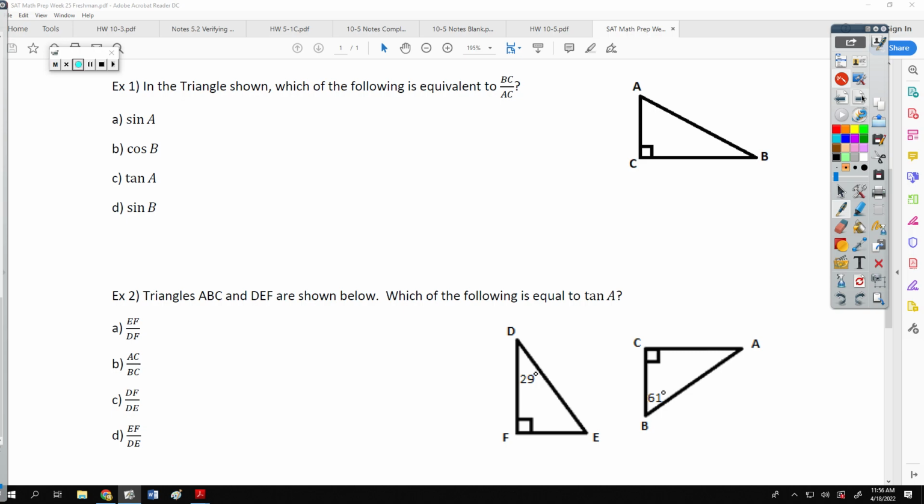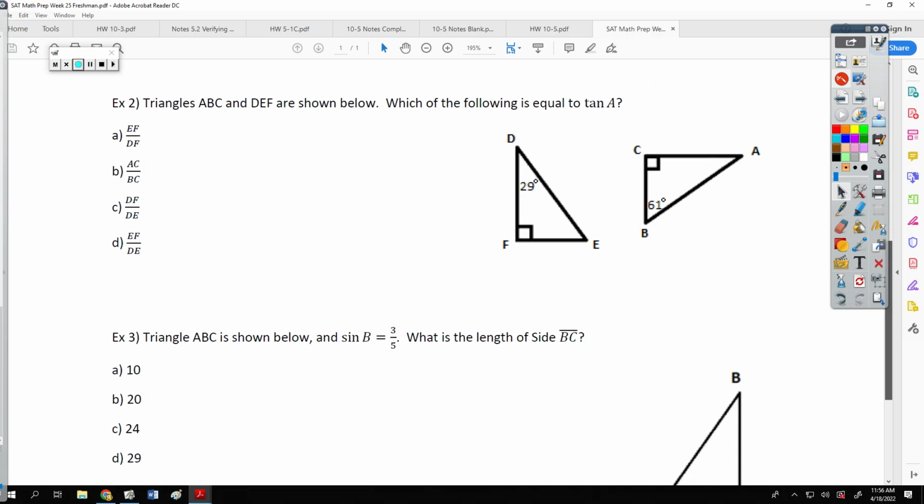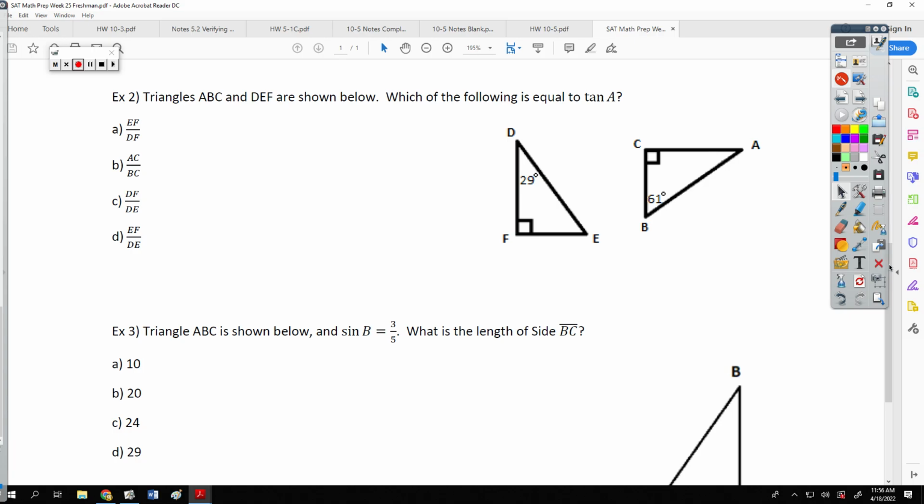On to example 2. In example 2, it says triangles ABC and DEF are shown. Which of the following is equal to the tangent of A? So we have to recognize that these are, in fact, definitely similar triangles. Because since we know that there is a 90-degree angle for angle F, we can find the value of angle E. We can say angle E is 180 minus 90 minus 29, and figure out that angle E is a 61-degree angle, which means angle D and angle B are congruent.